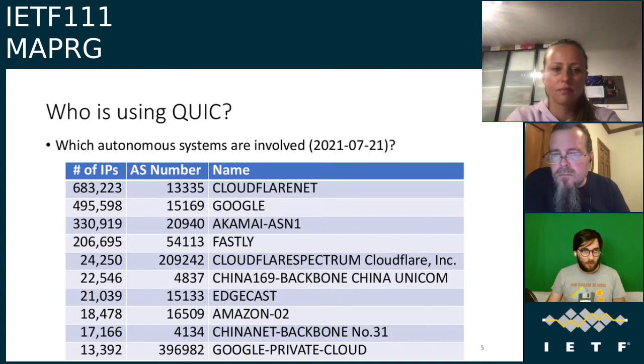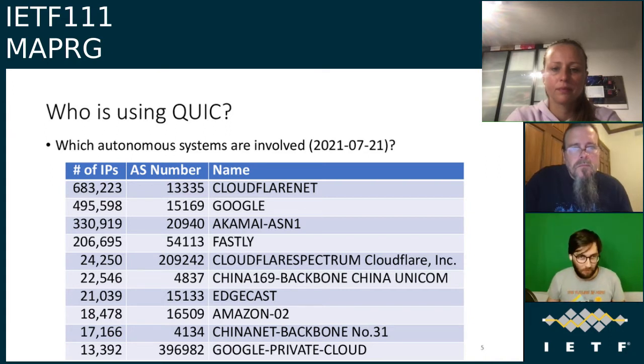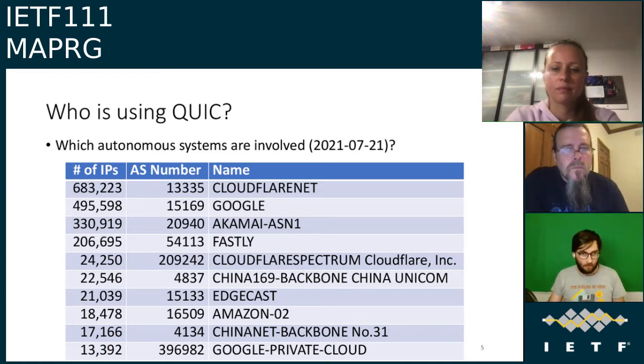When we look at who's actually deploying QUIC, here are basically the autonomous systems from which those IPs are coming. What you can see here in the top four are the ones we would expect: the big CDNs, Cloudflare, Google, Akamai, and Fastly. There's also Edgecast a little further down. We can also see some regular network service providers, but of course also Amazon.